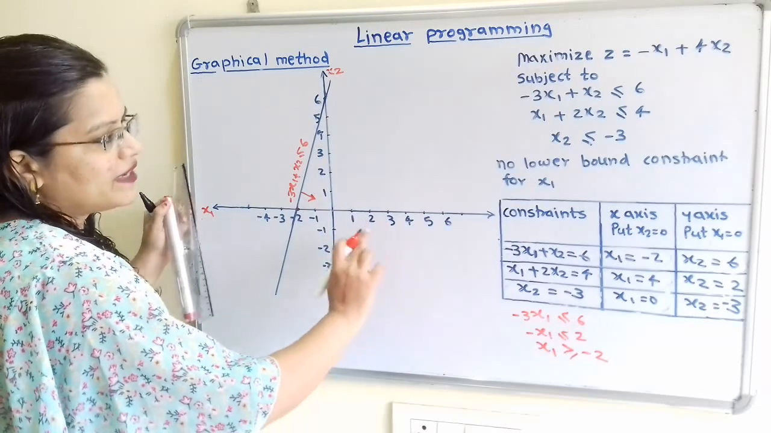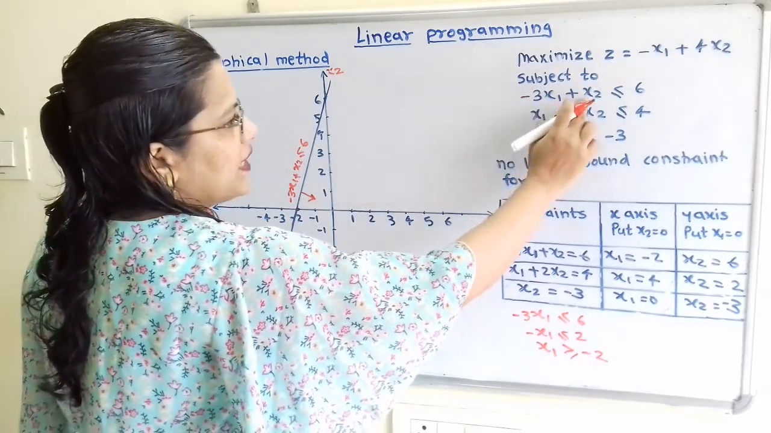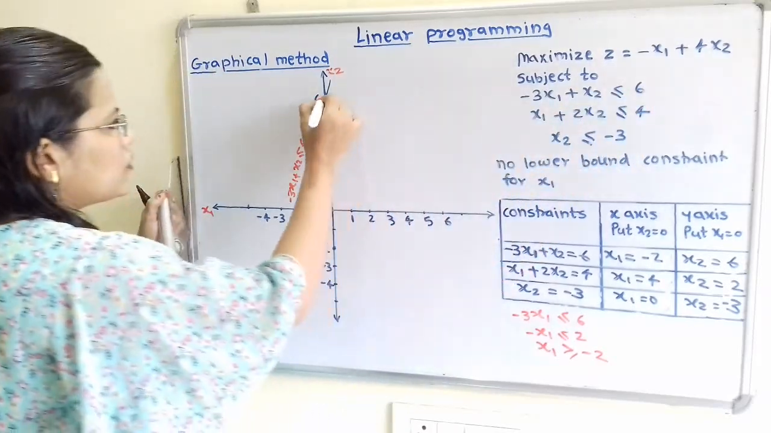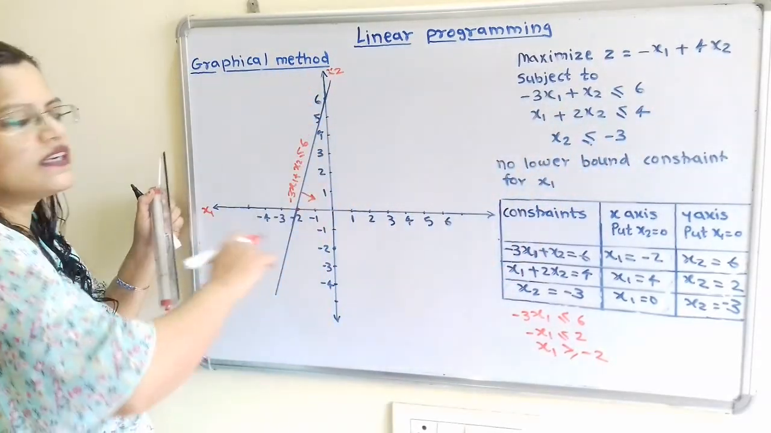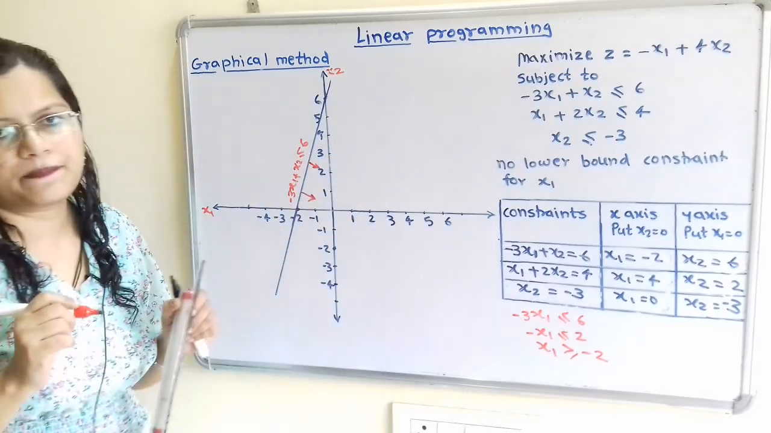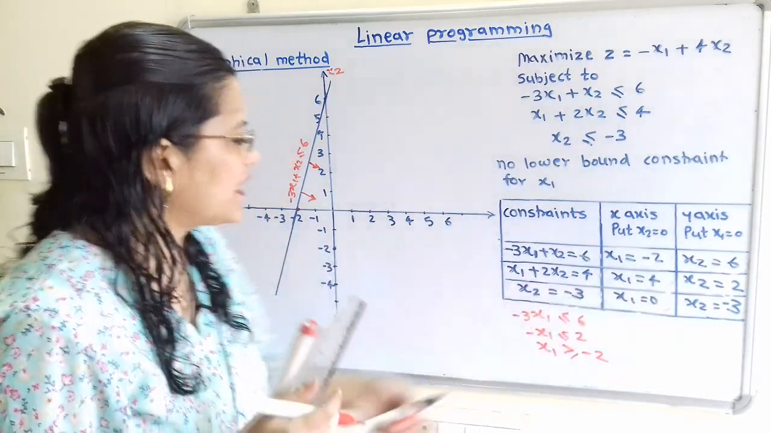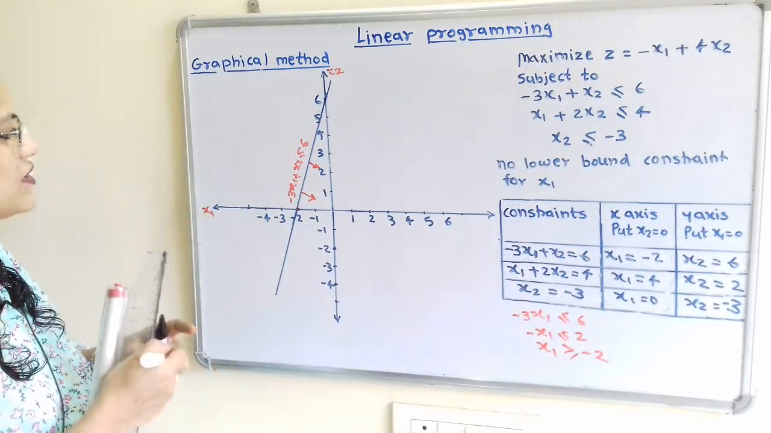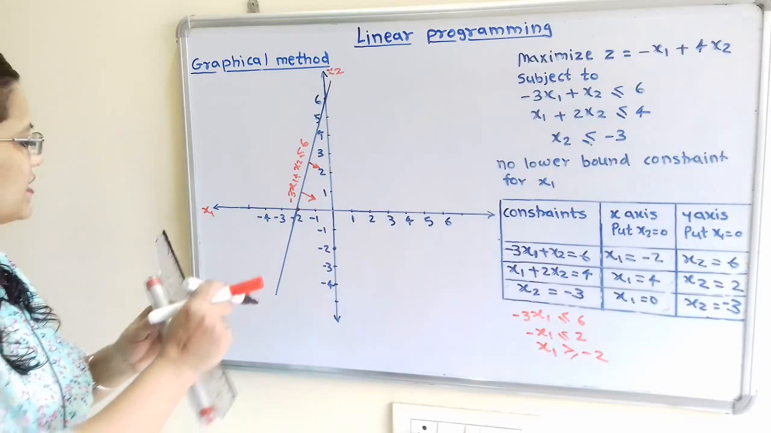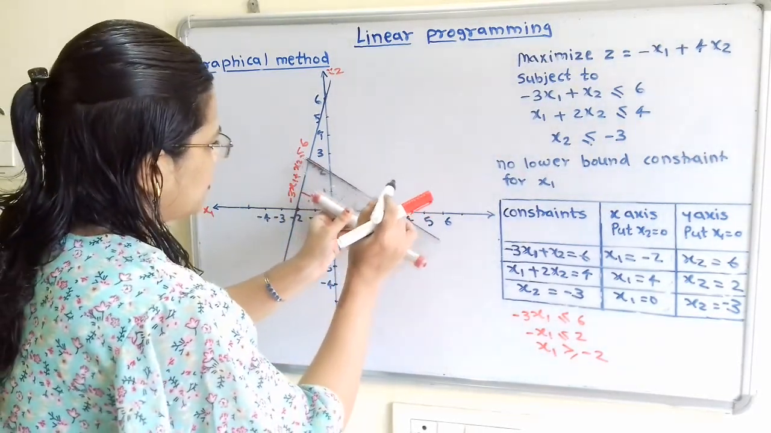Now in the same way, if I put x1 equal to 0, then x2 is less than 6. Less than 6 means the values in the downward direction. So we have to consider this area. Now we will move next. x1 is 4, x2 is 2. So here is 4 and 2, and we will join these 2 points.